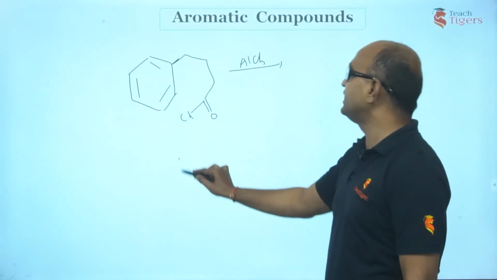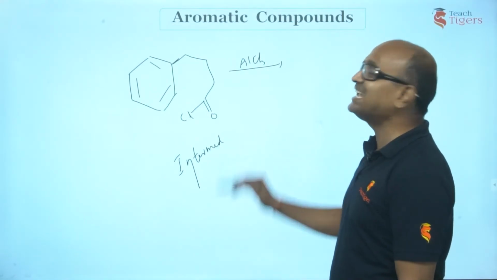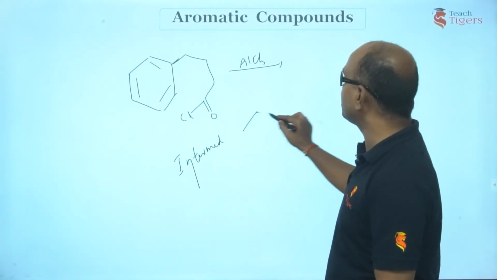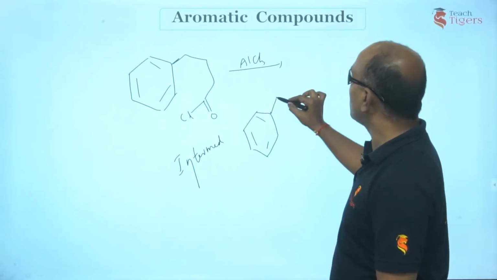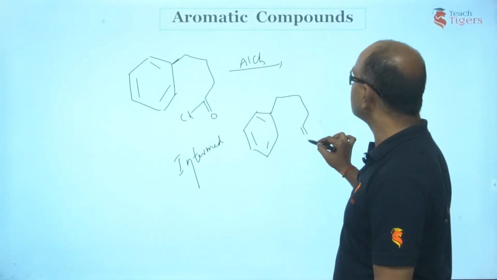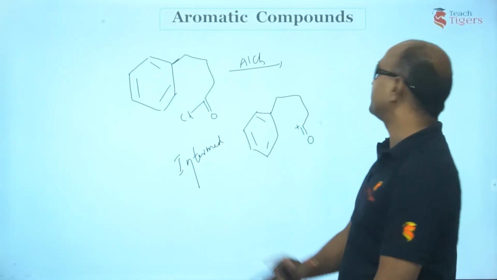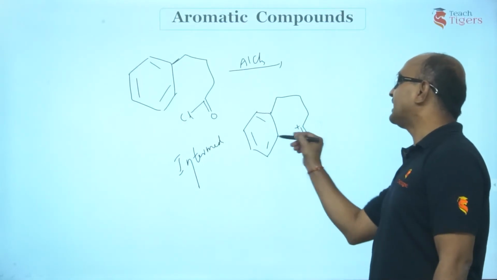So first write the intermediate, guys. What is the intermediate? The acylium carbocation. How do you write it? This is the benzene ring. You have a 6-membered ring. This is 1, this is 2, this is 3, this is 4. This is the acylium carbocation. Am I right? Once you know it, this is going and attacking this.